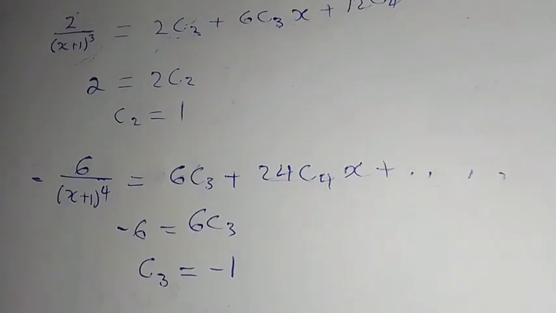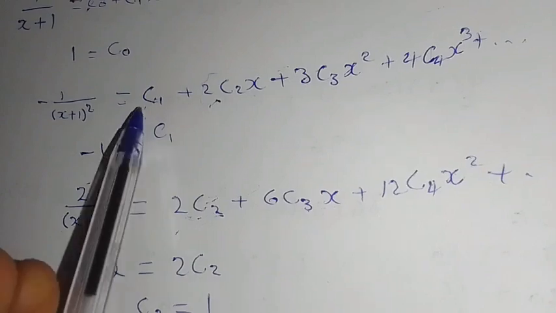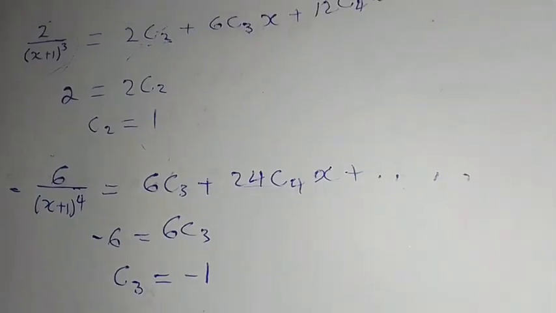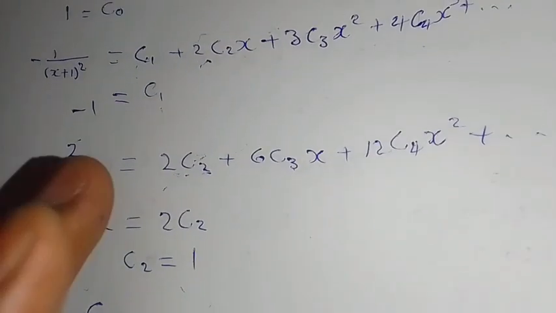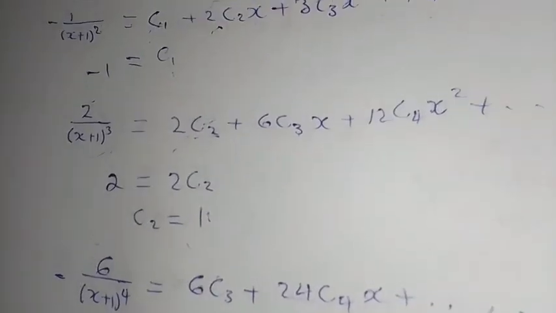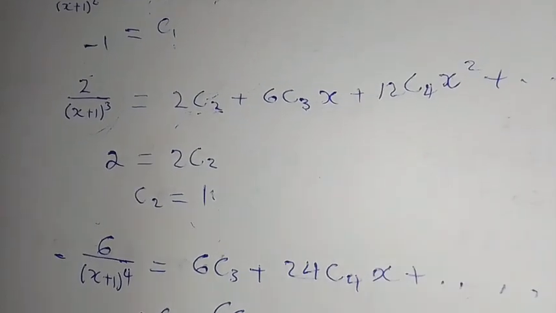But notice, do we have a pattern here? Let's see. C naught is 1, C1 is minus 1, C2 is 1, and C3 is minus 1. So we do have a pattern. This basically alternates between a positive and a negative, and it's just going to progress like that. You can do another derivative just to confirm that.